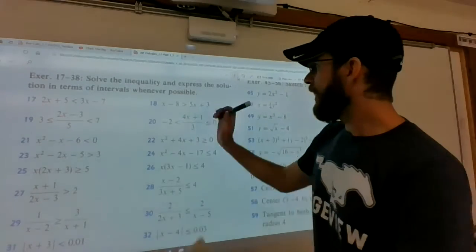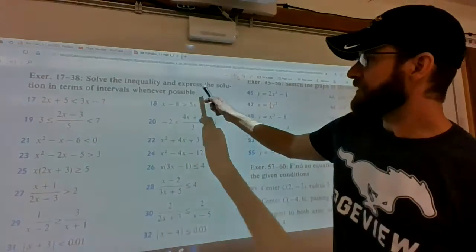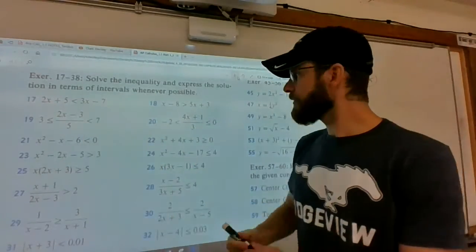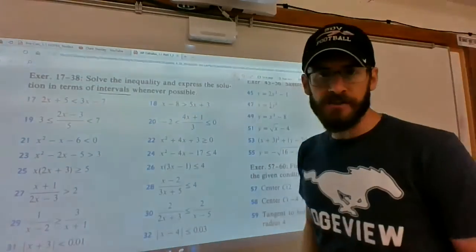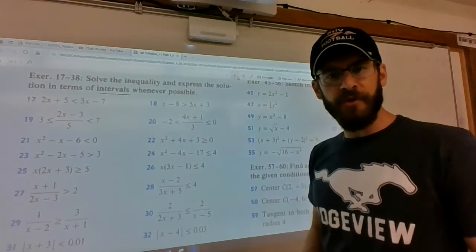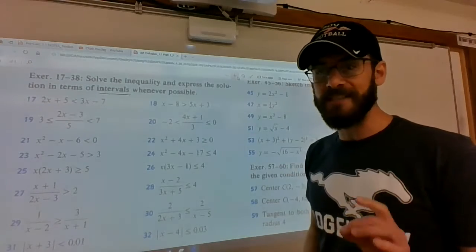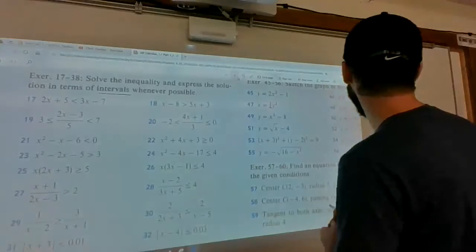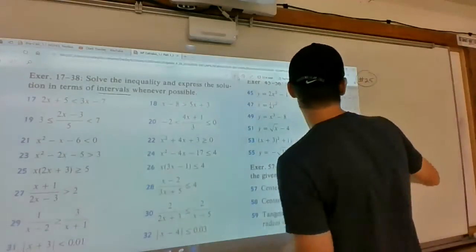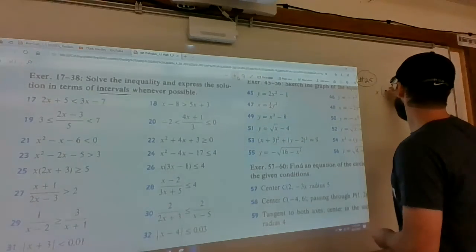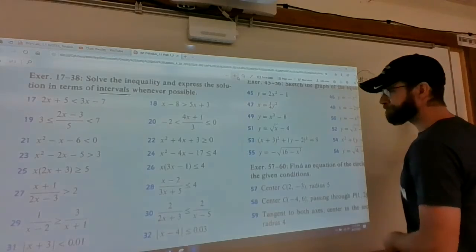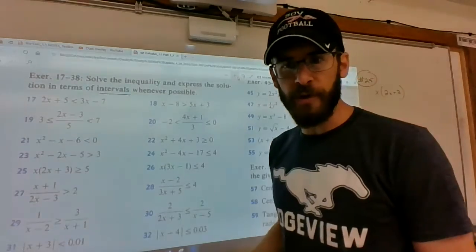So, directions. Solve the inequality and express the solution in terms of intervals whenever possible. So let me show you what that means in the context of number 25. So 25, you've got x times 2x plus 3, and we're setting that greater than or equal to 5.